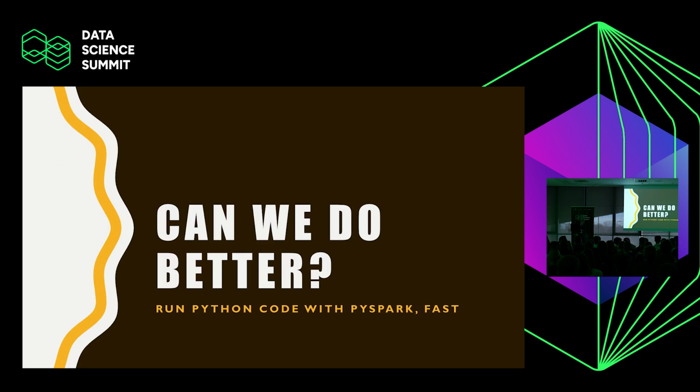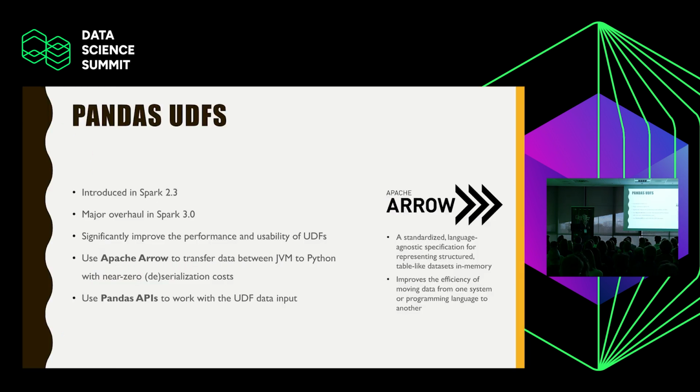And the subtitle, Run Python Code with PySpark Fast, comes from a Databricks blog post that came with the introduction of Pandas UDFs. They were introduced in Spark 2.3, so like 5 years ago, but they actually experienced a major overhaul with Spark 3.0. So how many of you learned Spark before the pandemic started and haven't updated your knowledge much? Spark 3.0 is June 2020. So if you didn't learn much after that date, you're missing a lot of cool stuff that we'll talk about today.